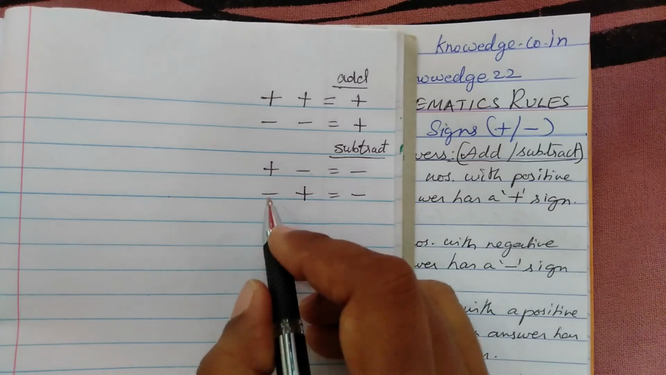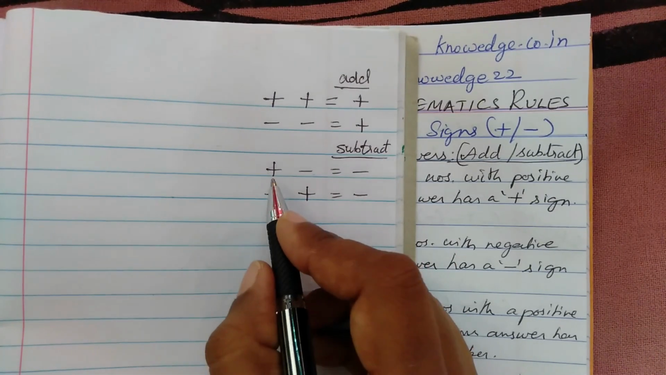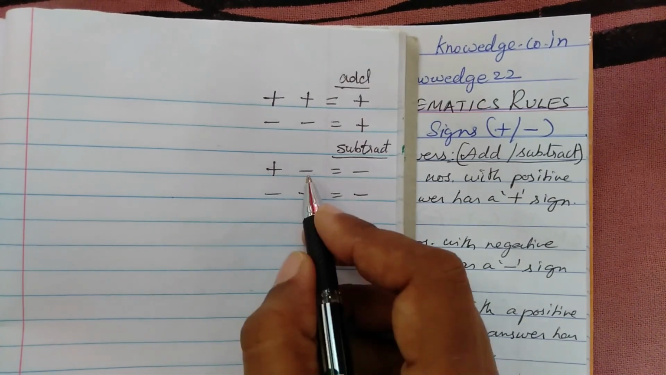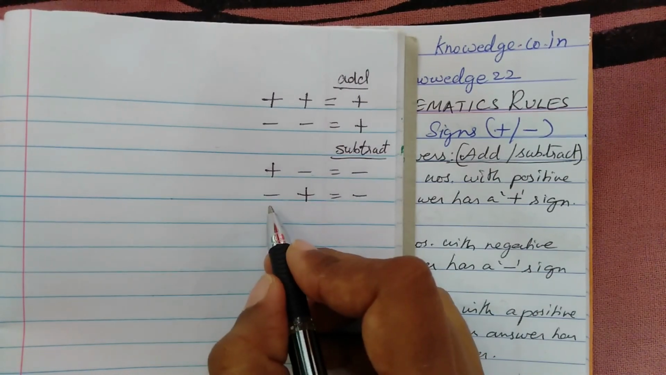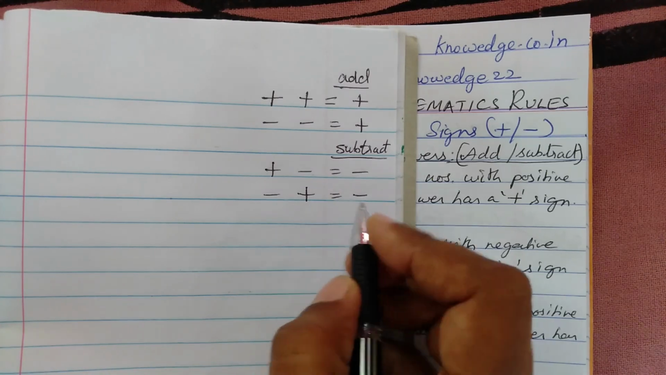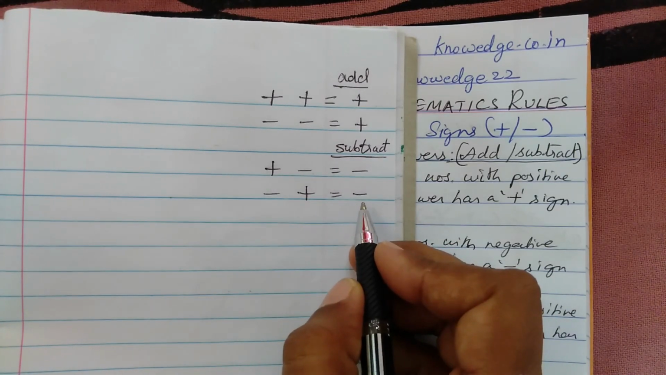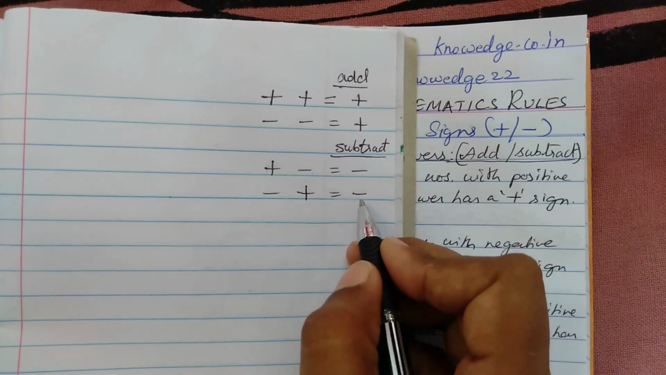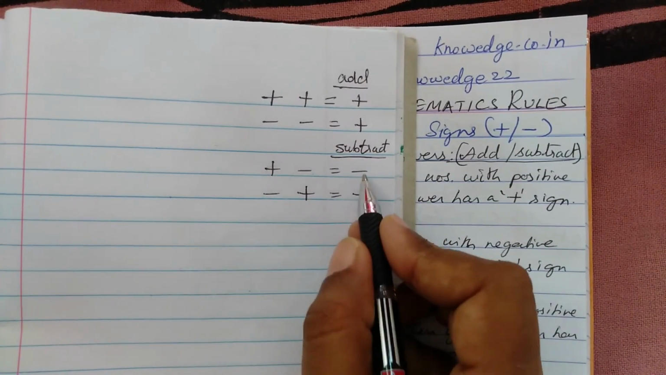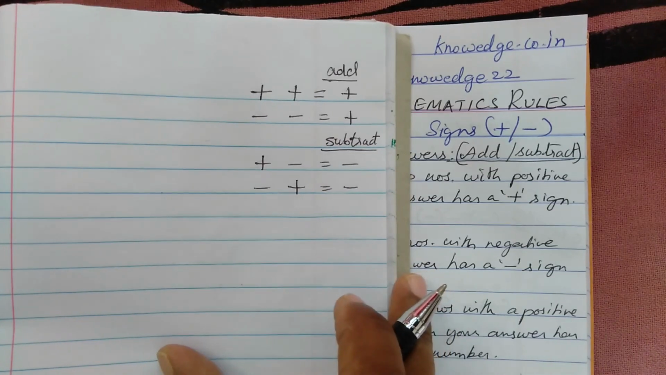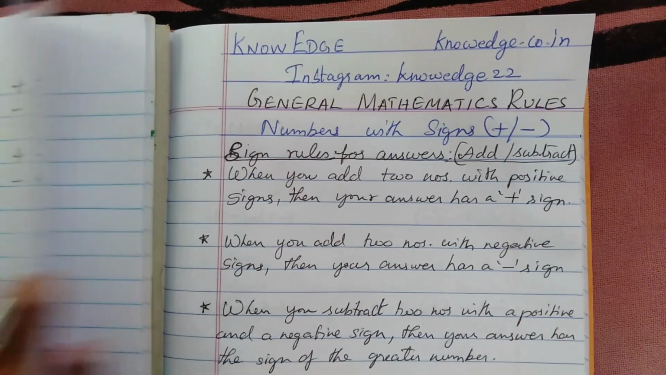And in the same way, when you have a mix of signs like a positive number and a negative number, then you will have to subtract to get your answer. Here you have a negative number and a positive number, then again you will have to subtract to get your answer. So this minus here means that you will have to subtract these numbers to get your answers. This is the first thing that you have to keep in mind.